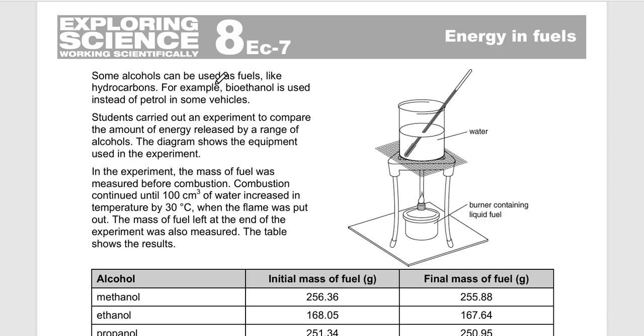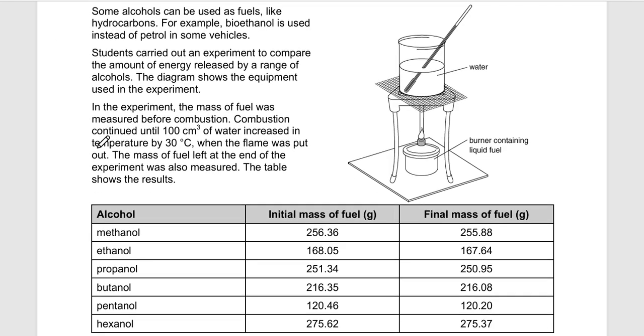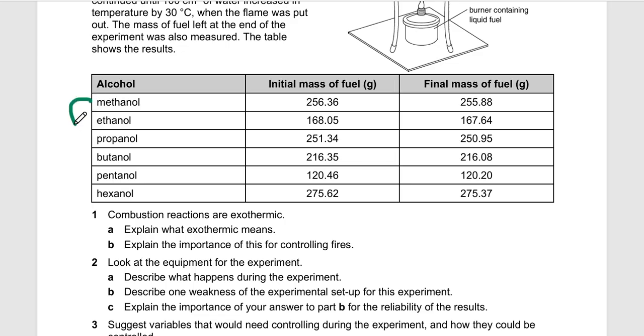For example, bioethanol. Some new names that you are coming across. Bioethanol is used instead of petrol in some vehicles. Students carried out an experiment to compare the amount of energy released by a range of alcohols. So you can see the range of alcohols, they are given here, right?